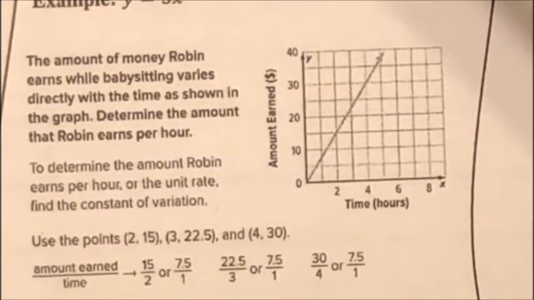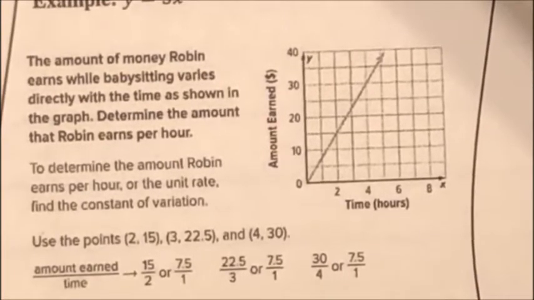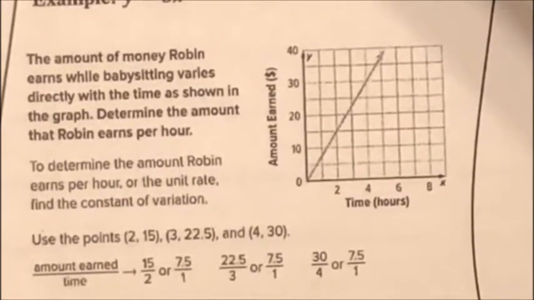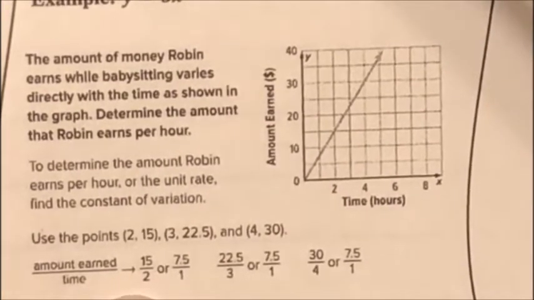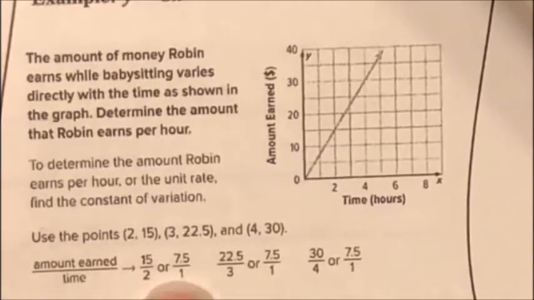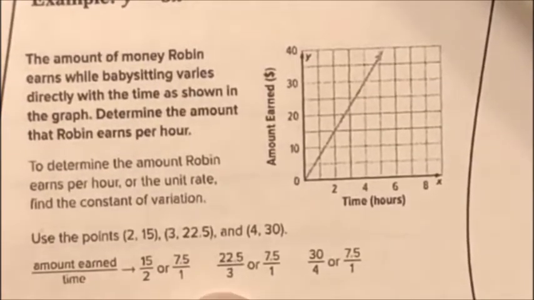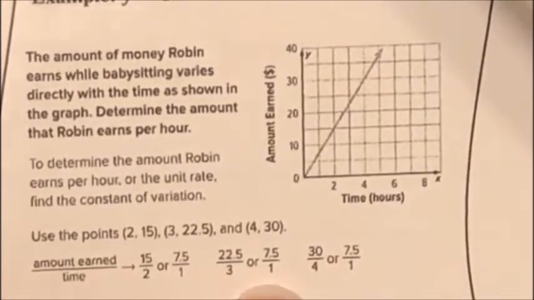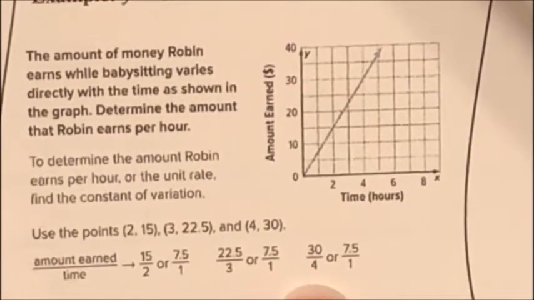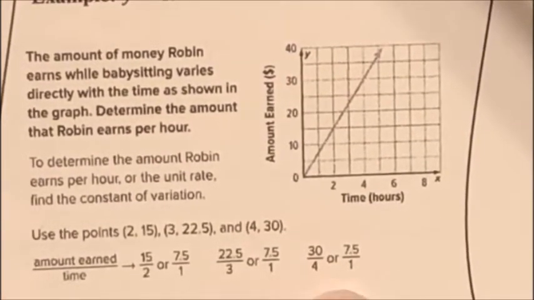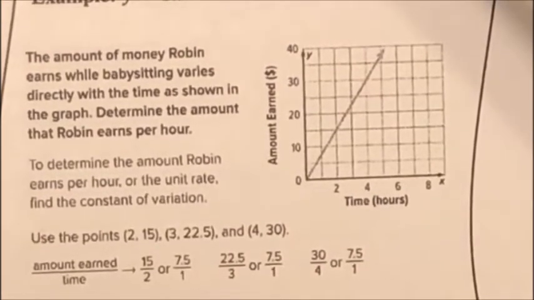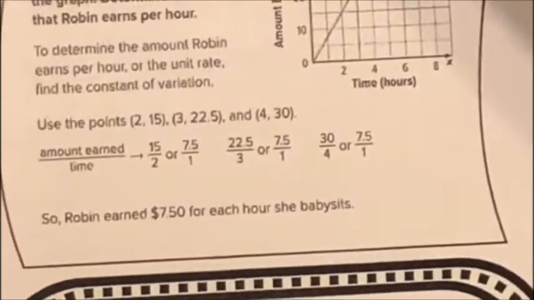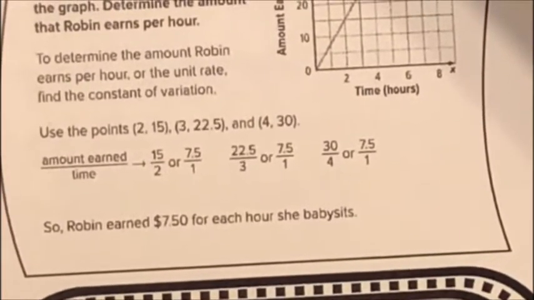So I take the amount earned divided by the time. The first one is 15 divided by 2, which is 7.5. Then 22.5 divided by 3 gives me 7.5, and 30 divided by 4 gives me 7.5. So because it's constant, Robin earns $7.50 for each hour she babysits.